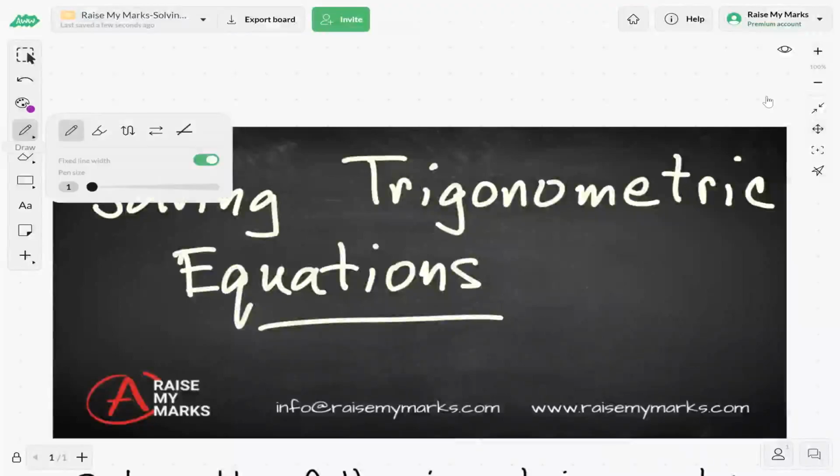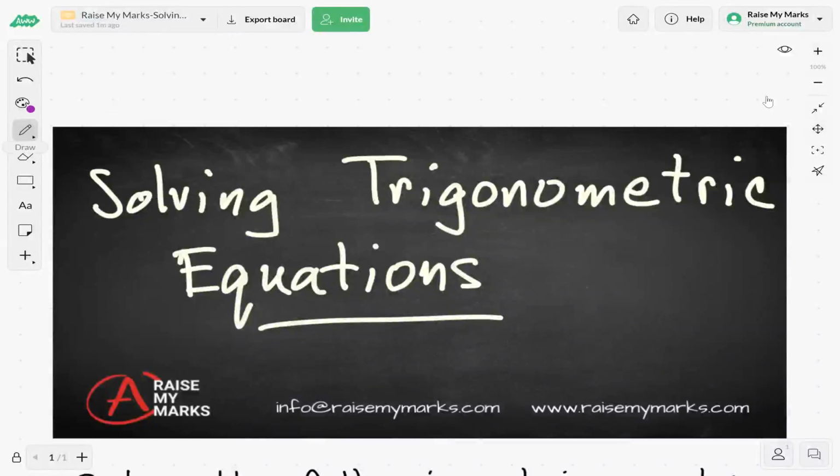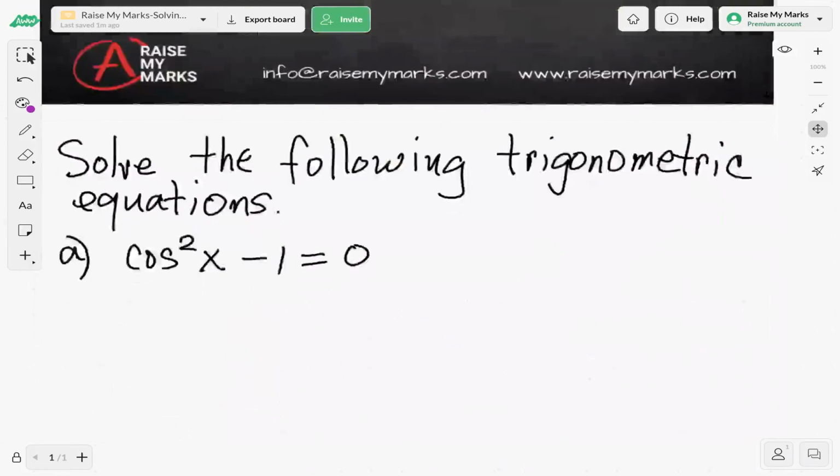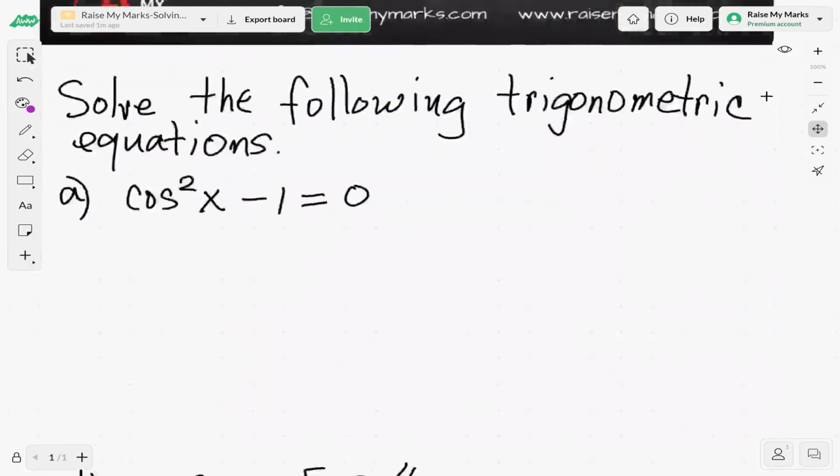So in this video, we're going to look at solving trigonometric equations. All right, so let's see what we're being asked today. Solve the following trigonometric equations. The first one is cos squared x minus 1 equals 0.